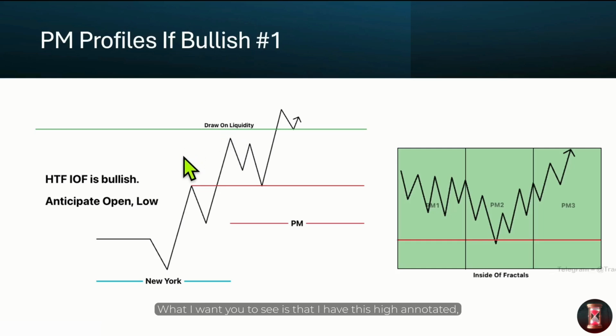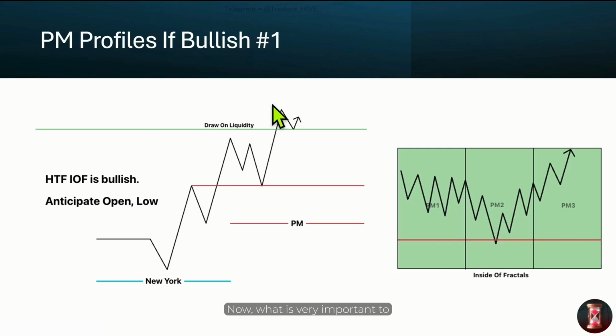What I want to see is that I have this high annotated, which set up this retracement before the expansion higher, and this high gets displaced, ideally by an imbalance, a bullish fair value gap. That makes this high an imbalanced price range, and therefore we can anticipate that we're likely going to see a repricing into that high, offering sell side before the market is allowed to expand higher.